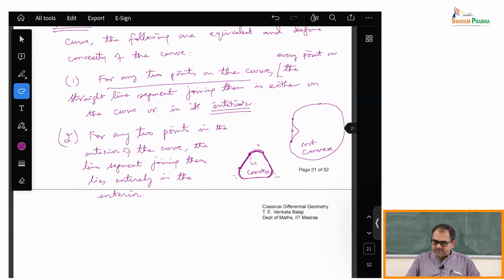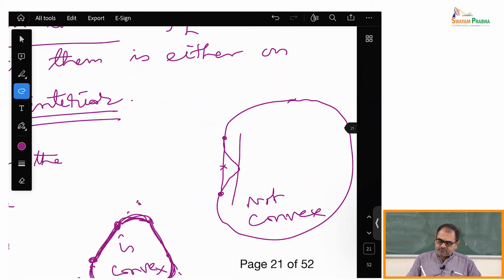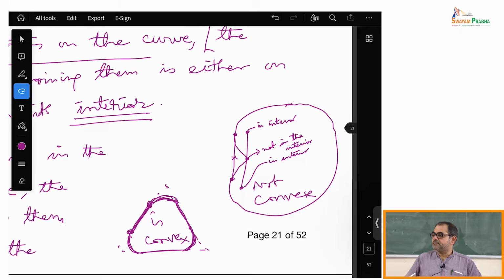So for example, again in this situation, if I take the tangent line here and join these 2 points, then you see this is in the interior, and this is also in the interior. But of course this point is on the curve itself, so it is not in the interior. So you see the convexity is violated.